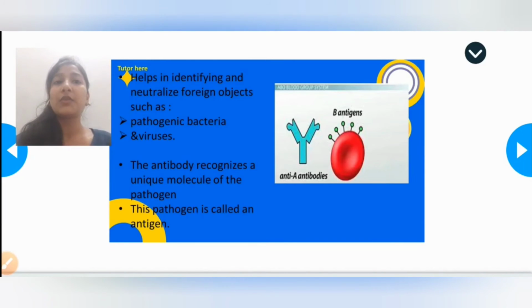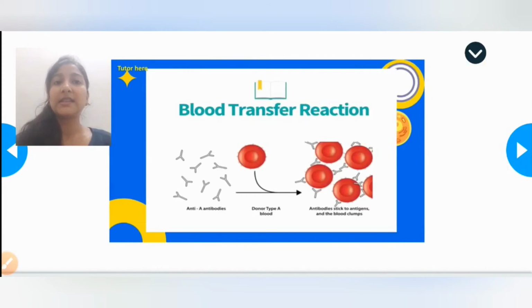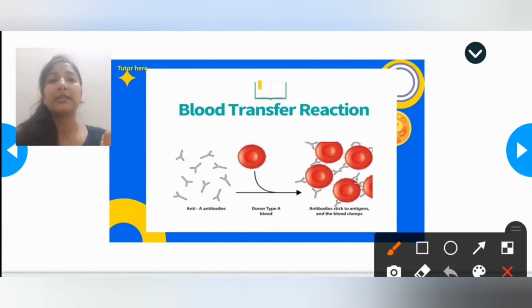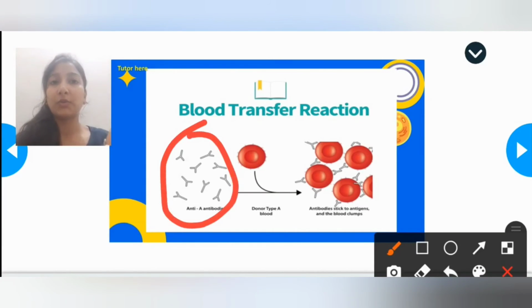The antibodies recognize a unique molecule of the pathogen. This is called an antigen. As you see in the picture, here is our red blood cell, and on the red blood cell there are dot-like structures. These are antigens. These antibodies will target these blood cells and stick to these antigens.